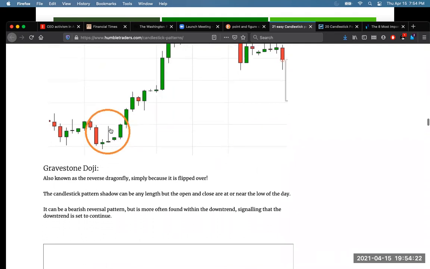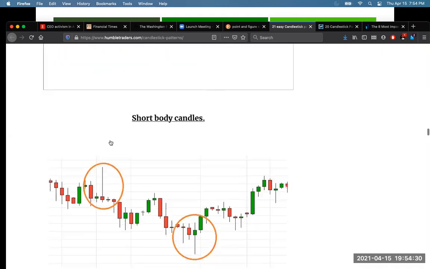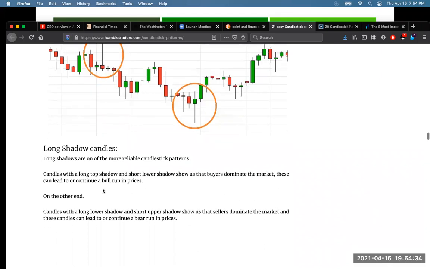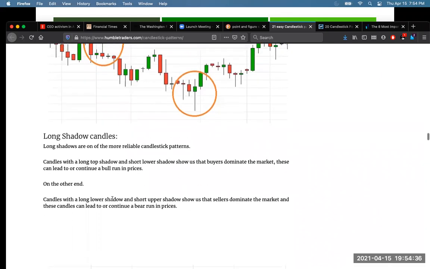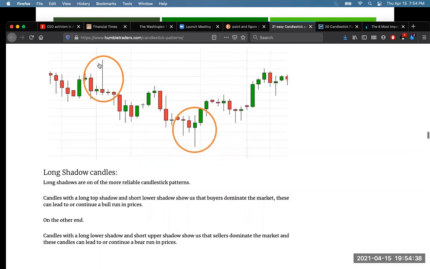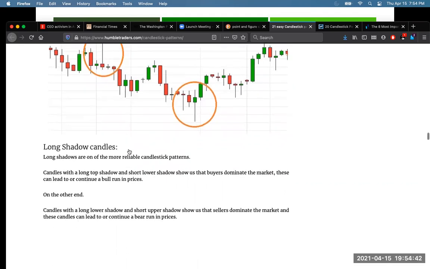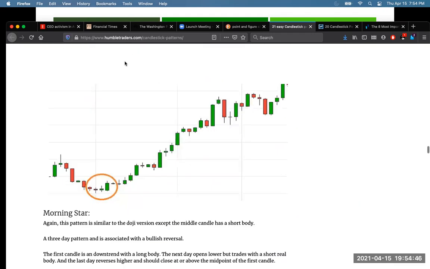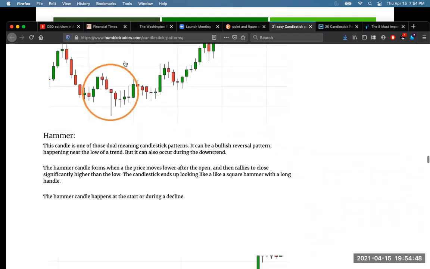Gravestone Doji, this one here, or a reverse dragonfly because it's a dragonfly flipped. Again, these are long shadow patterns. They typically show, I'm not sure exactly what they show. There's another evening star. There's the hammer. Here, hammer.